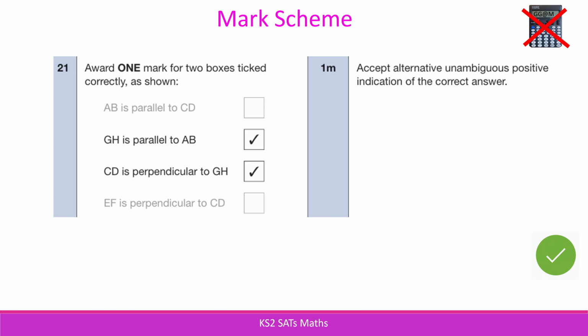You can see the mark scheme shows the middle 2 answers as correct for 1M, which means 1 method mark.